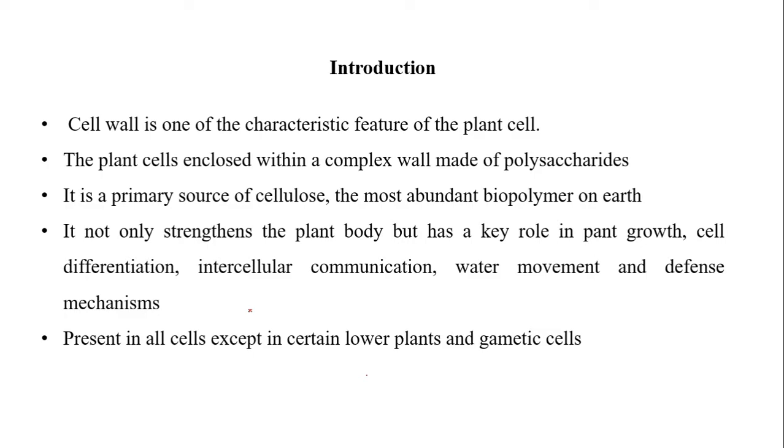Cell wall is one of the important characteristic features of the plant cells. That is, it is unique to plant cells. It is not seen in the animal cells. That is the basic difference between an animal and a plant cell. All the cells of the plant are enclosed within a complex wall which is made up of polysaccharides. It is a primary source of cellulose. Cell wall is the primary source of cellulose and is the most abundant biopolymer on the earth.